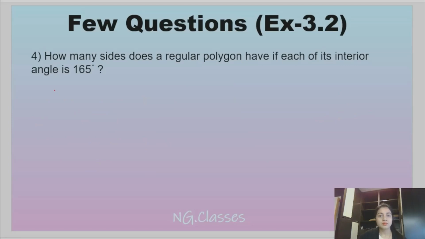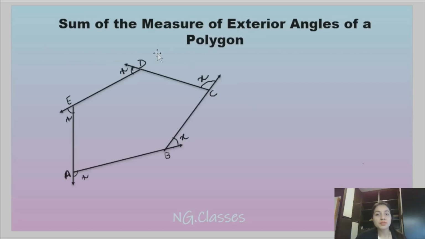So simple, right? So our next question is, how many sides does a regular polygon have if each of its interior angles is 165 degrees? Before solving this one, let's understand one concept. We have discussed what the sum of the measures of all the exterior angles of any polygon is, and that we got as 360 degrees, right?